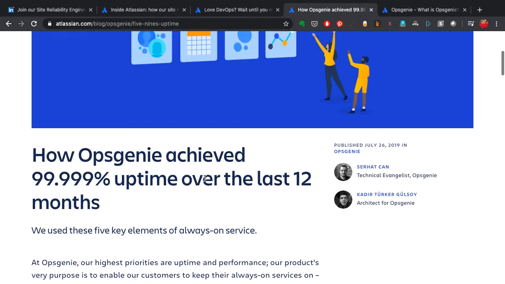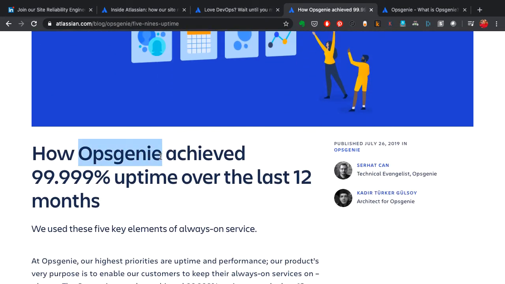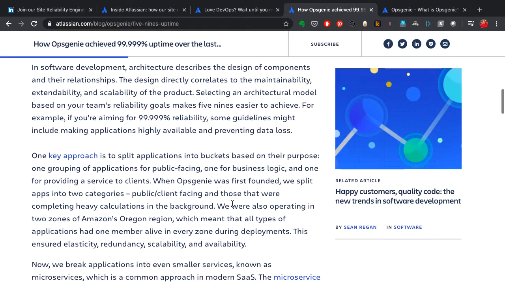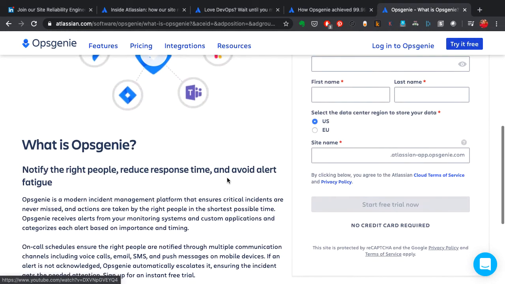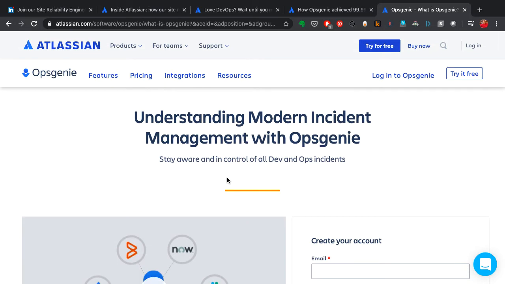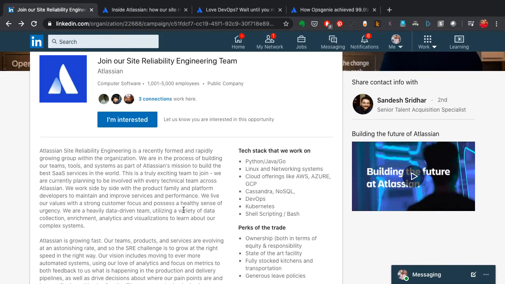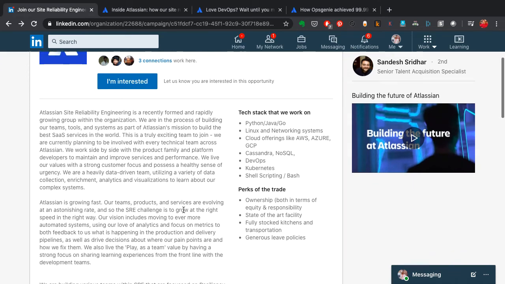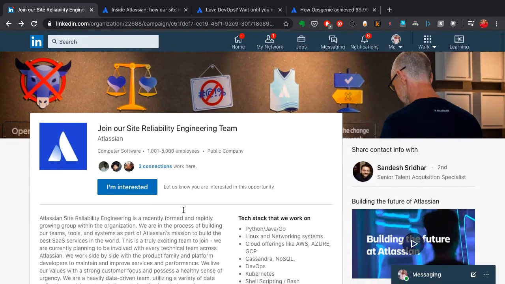They also have a use case about how one of their products, their incident management product called Opsgenie, achieved 99.999%, or five nines, of uptime over the last 12 months. Interesting use case there, I would say. I didn't know about Opsgenie, so I just went through it quickly. It looks like an incident management product created for DevOps and SRE folks, right? So I think this is quite interesting and insightful to know what the top companies of the world ask for in an SRE.